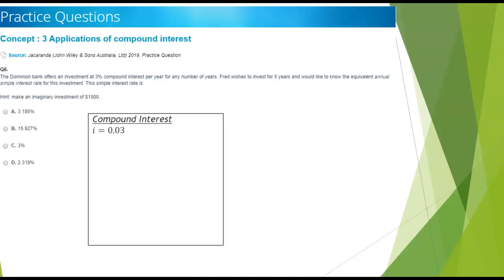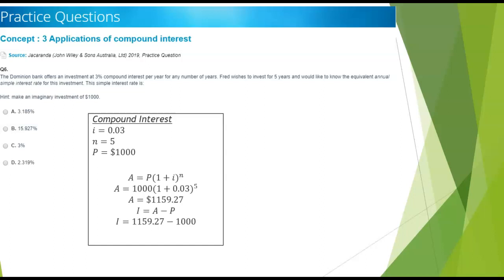So I is 0.03 because 3% converted into a decimal. 5 compounding periods because it's 5 years. $1,000. Substitute in, work out our interest. So our interest is $159.27. So we have to work out what simple interest will give us this as our I.